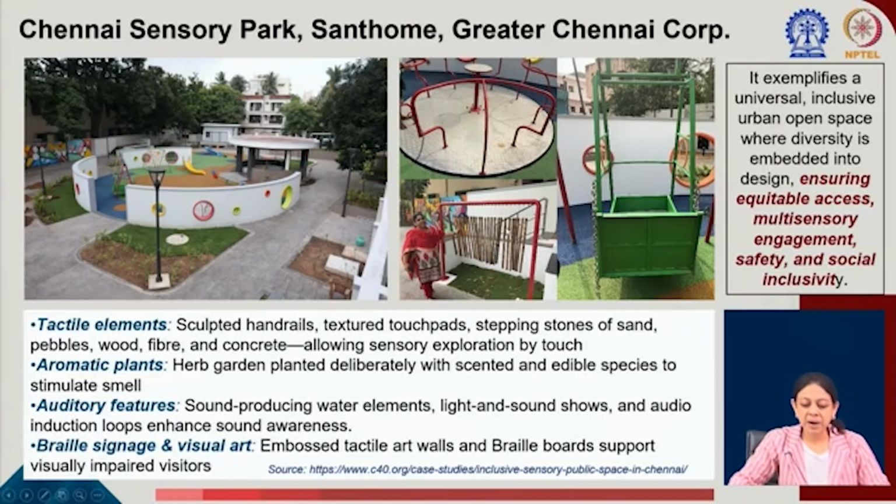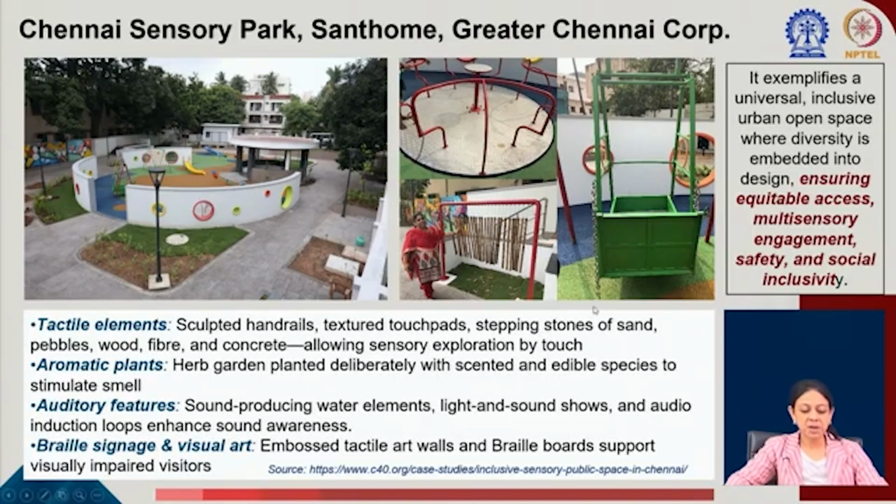Similarly, the Chennai Sensory Park, along similar lines, is a very good standard of inclusive design, where they have equitable access to multisensory engagement, safety and social equity. They have tactile elements, aromatic plants for a person who cannot see, who can probably feel different parts of the garden. Auditory features are there, sound producing water elements. Think about someone who has never seen what water is, someone who has never seen a river or an ocean, getting introduced to this natural feature with the help of these sound producing water elements.